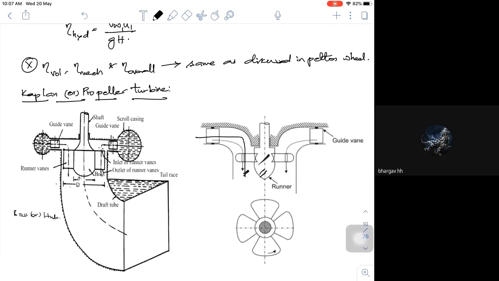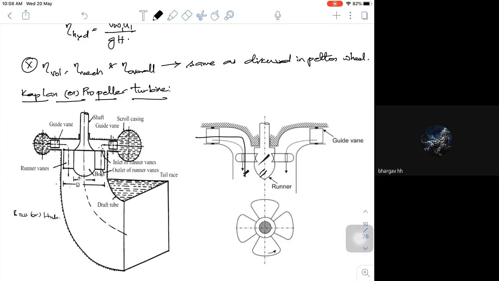Guide vanes are operated once again very similar to your Francis turbine to control the quantity of water flowing into your turbine, or discharge, whatever we call it. So it can be at 2 degrees, 4 degrees, 6 degrees, or 8 degrees, whatever it may be. At the same time, the guide vanes not only control, they give the direction to the fluid entering your Kaplan turbine. Now, we have what is called the boss.